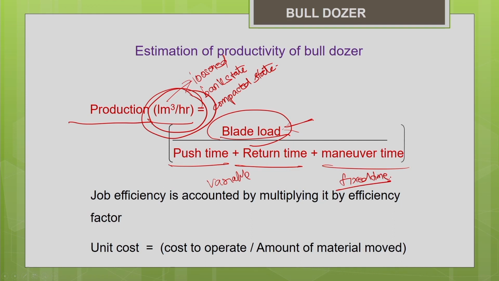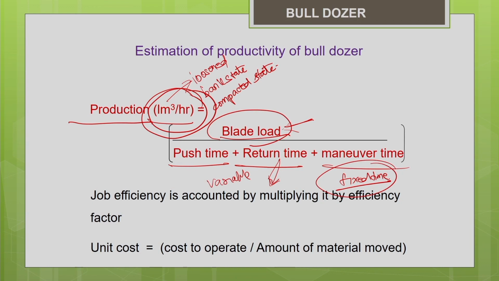Just now I explained how to calculate the push time. It depends upon the haul distance and the speed of the machine. That speed depends upon the actual project condition, the underfoot conditions at your project site. Obviously, the return time will be less when compared to the push time, because in the return your blade will be empty, it is an unloaded condition. So the machine can travel faster when compared to the onward journey. Maneuver time will vary depending upon whether it is manual gear change or automatic gear change.